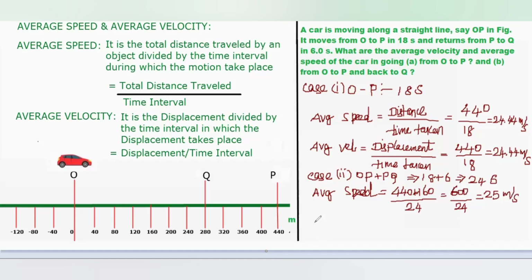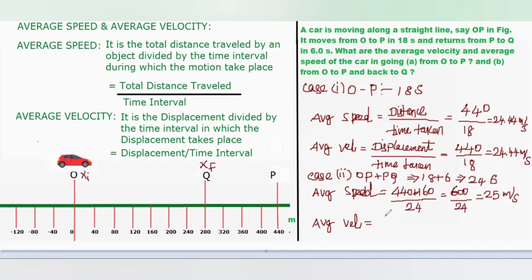Then what about the average velocity? We know that average velocity is the displacement divided by the time taken. Here, this is the initial position. We know that displacement is the change in position. The car is initially here. From here, it moves to P, then returns back to Q. So the final position will be Q. This we discussed already in the displacement topic, the previous topic.